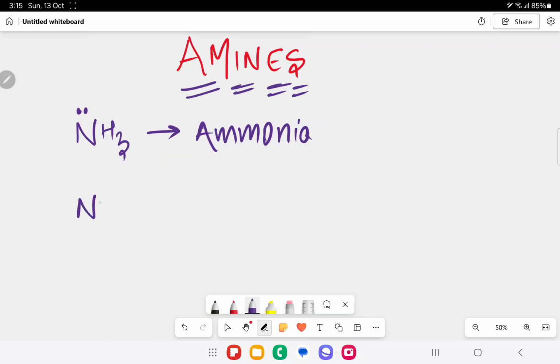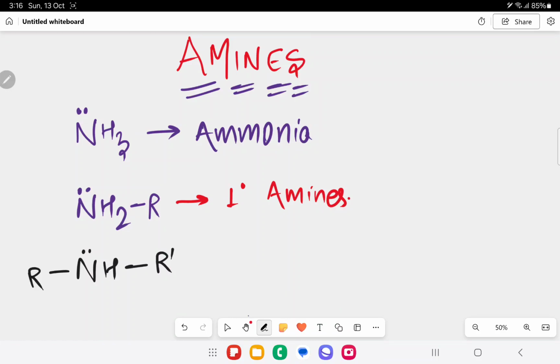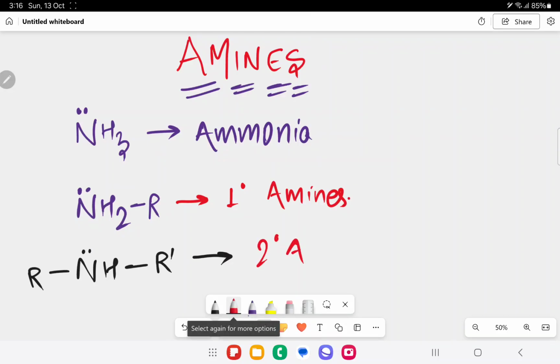Suppose I write NH2 with a lone pair. Here one H has been removed and an R has been attached, so it is known as a 1 degree amine. Suppose I write NH, where 2 H are removed and 2 R come, 1 R this side and 1 R this side. Either these 2 R are the same or they are different. R is the alkyl group. So this is known as 2 degree amines.